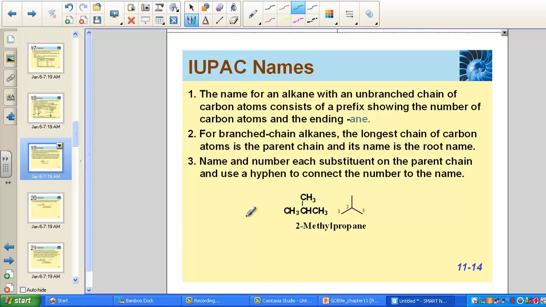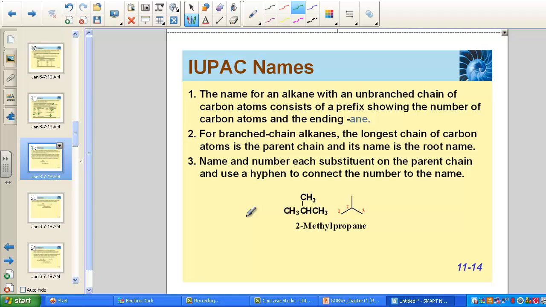The IUPAC naming of alkanes, and again, International Union of Pure and Applied Chemistry, is that international system that all chemists use to name compounds, both organic and inorganic. The first rule says the name for an alkane with an unbranched chain of carbons consists of the prefix showing the number of carbon atoms and the ending ANE. We've mentioned those: methane, ethane, propane, and so forth.